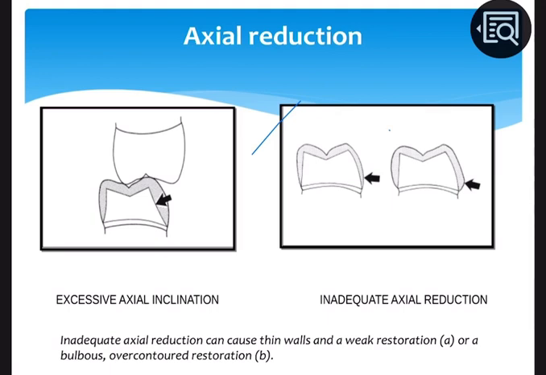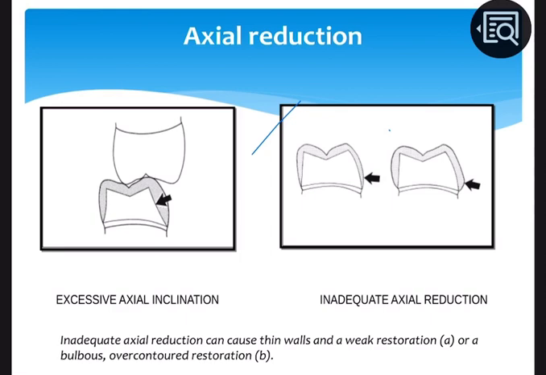Okay, I am repeating it again: if we provide inadequate axial reduction, that means less axial reduction. For example, if we want to reduce 1 millimeter and we perform 0.5 millimeter, this is called inadequate reduction or less axial reduction. What will happen? The wall becomes thin and the restoration becomes weak and will not provide structural durability.